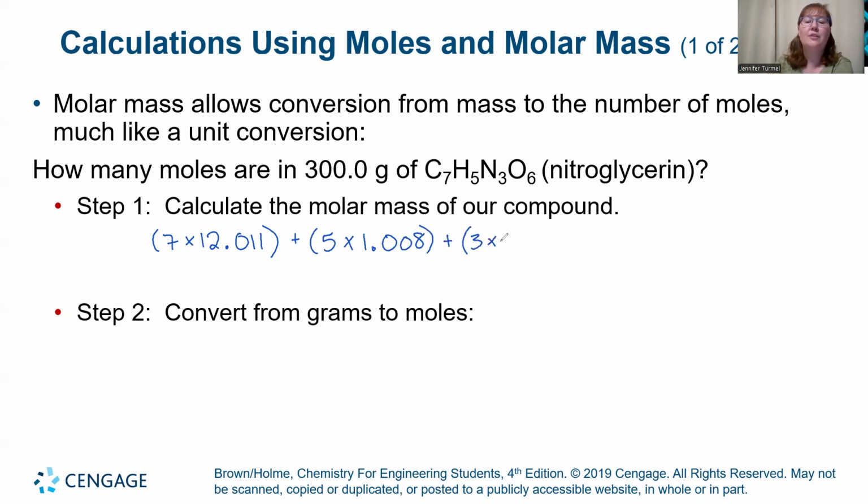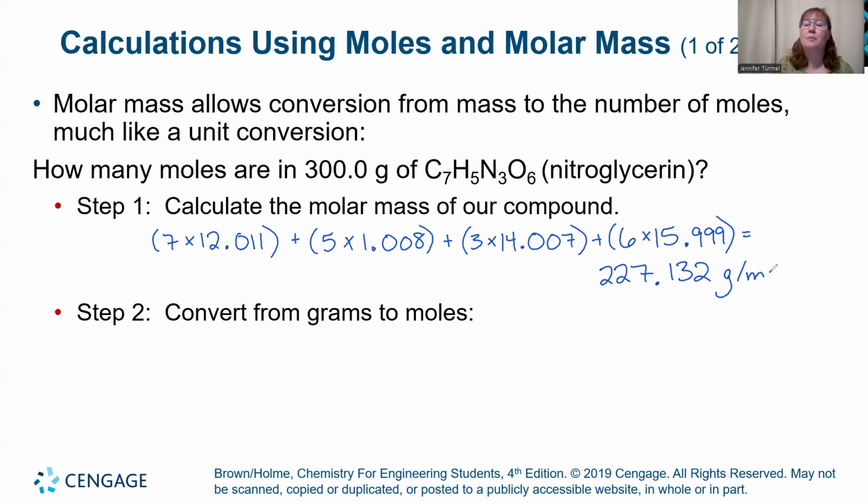And 3 nitrogens, 3 times 14.007. And 6 oxygens. So 6 times 15.999. Again, go ahead and pause your video and work on this calculation. And out of that, you should get 227.132. And the units on molar mass are grams per mole.